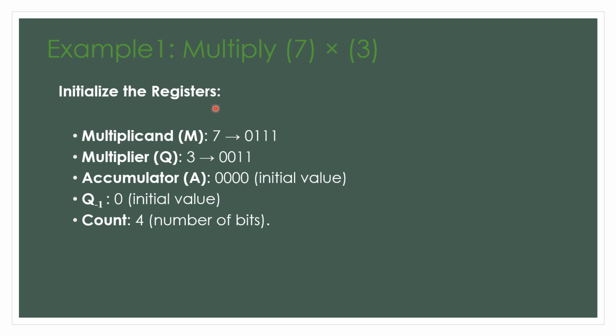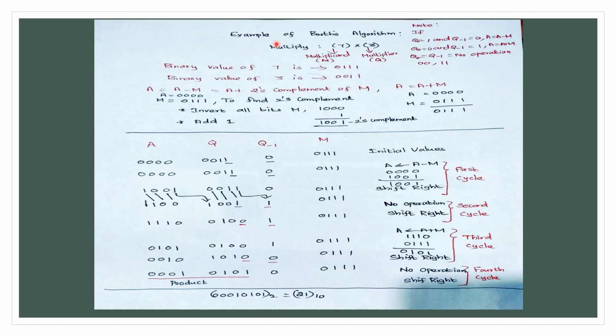So first we initialize the registers. Here the multiplicand is 7, multiplier is 3. So the equivalent binary value is written here. Then, as I already told, the accumulator and the Q minus 1 register initial value is 0. Here we take 4 bits, so the count is 4. Each iteration reduces the count. When it reaches 0, we stop the steps. So this example explains Booth's algorithm in detail.